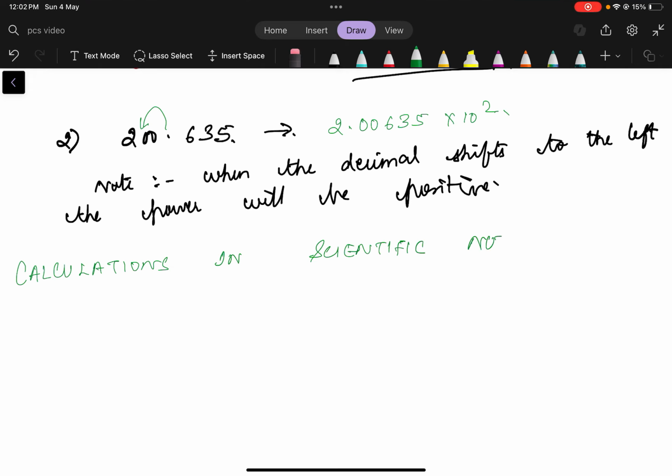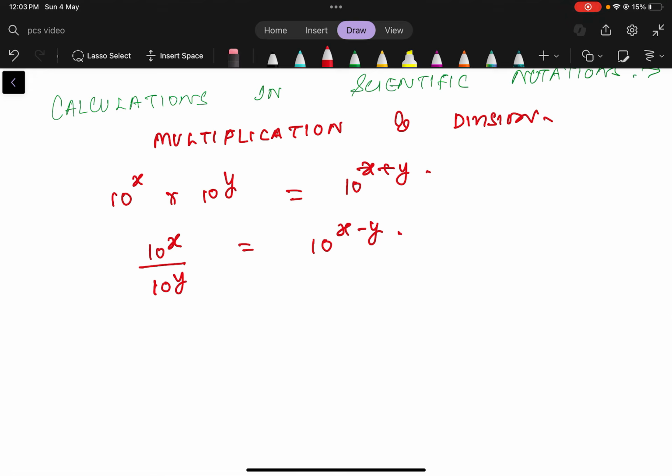Suppose you have a power of 10 raised to x into 10 raised to y. How will the calculation be? It will be 10 raised to x plus y. If it is 10 raised to x upon 10 raised to y, then it will be 10 raised to x minus y.